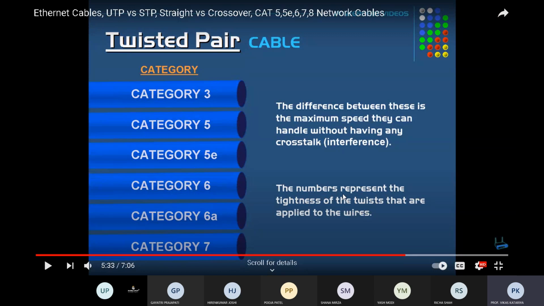The numbers represent the tightness of the twist that is applied to the wires. So Category 3 has 3 twists, Category 5 has 5 twists in the copper cable. Category 6 means there are a total of 6 twists of the cable between each pair. Twisting each pair gives less electromagnetic interference. Therefore, the twisting is applied on the copper wire.